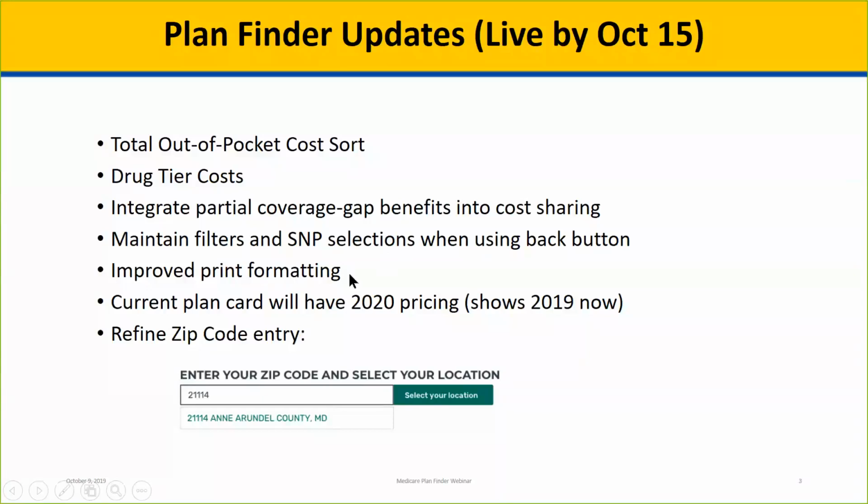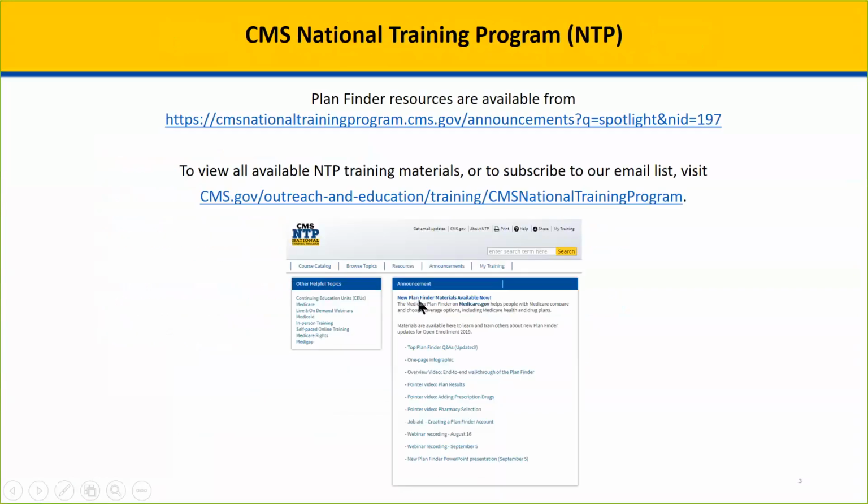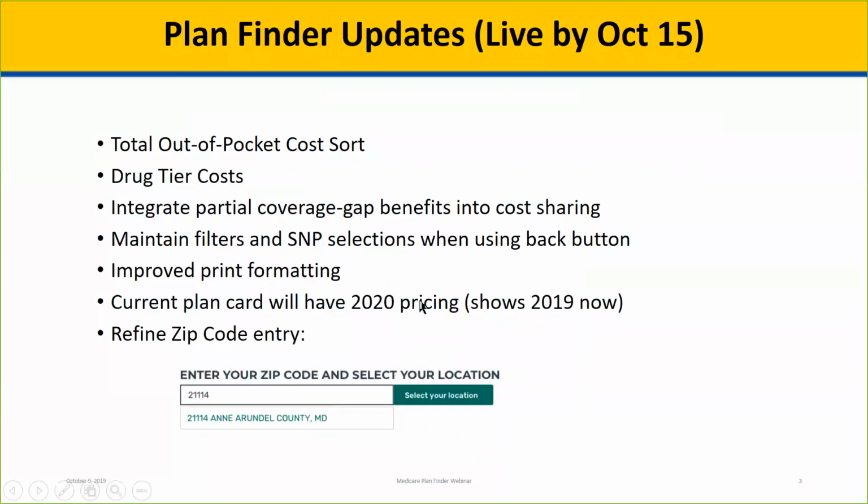We also, by the way, have already made many improvements for several of the web browsers. Still having a little trouble with some Microsoft Edge. I use Chrome and it works quite well. Also, the current plan card that I was showing you before that shows 2019 pricing will reflect the 2020 pricing by the time we get to October 15th. And when you put in your zip code, we've gotten a lot of comments that that's not real intuitive, so we're going to make it look like this. When you put in your zip code, it is now going to show the zip code and the full county name. You click on that to do your selection.